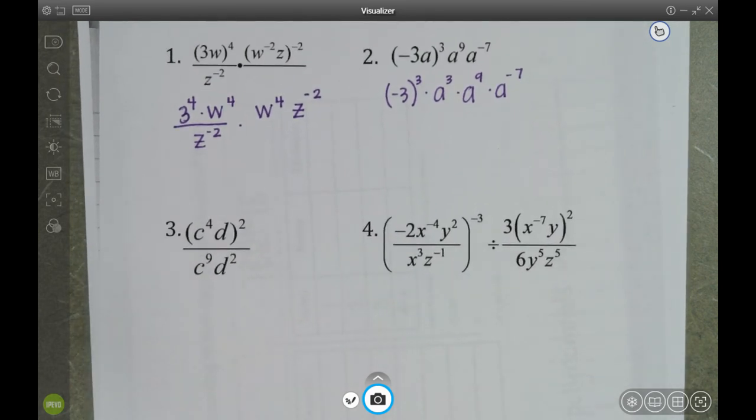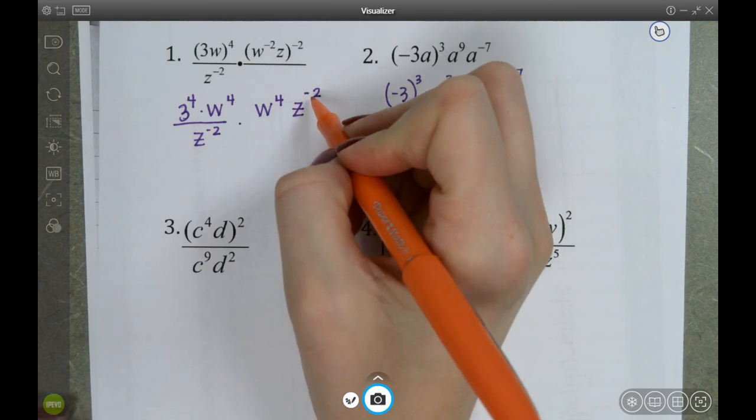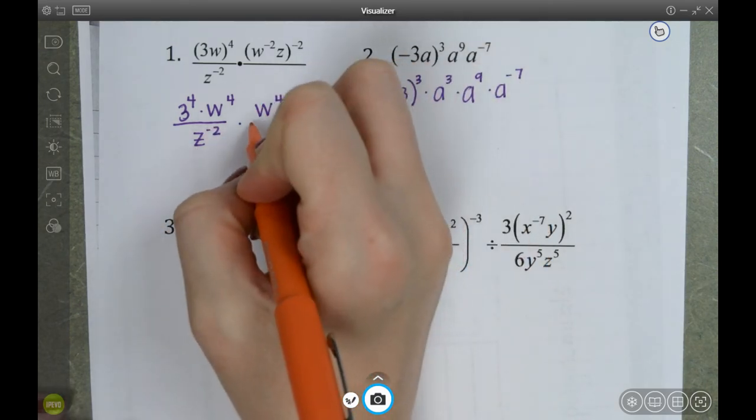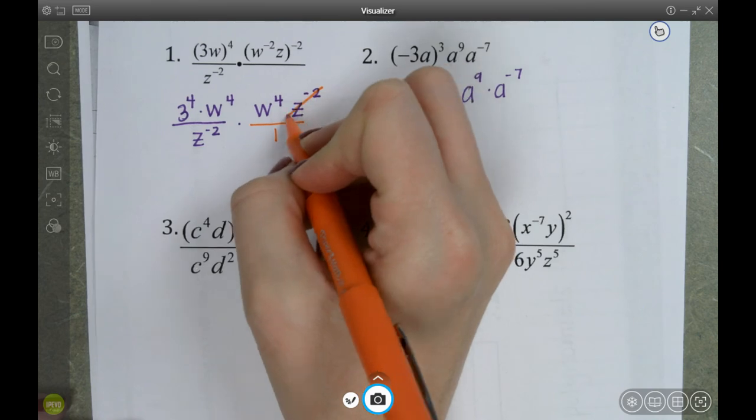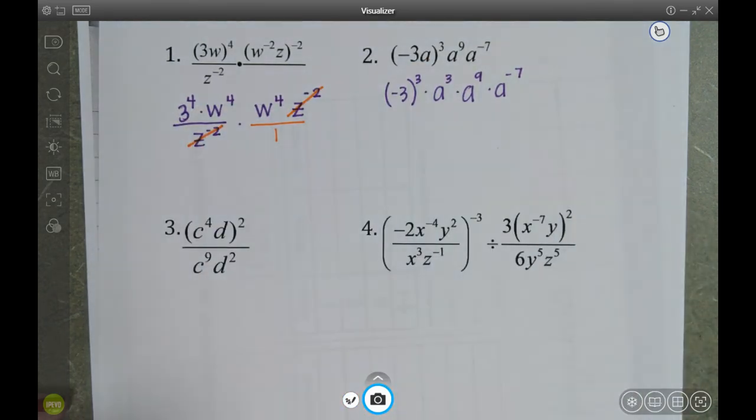Okay, so I started them both. So on this first one, you have 3 to the 4th times w to the 4th all over z to the negative 2 times w to the 4th z to the negative 2. Well, the first thing that I notice is I have a z to the negative 2 in the top and a z to the negative 2 in the bottom. So those are going to cancel, because it's the same thing in the top and the bottom.